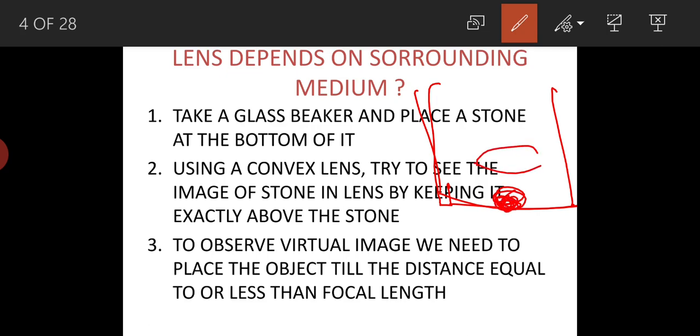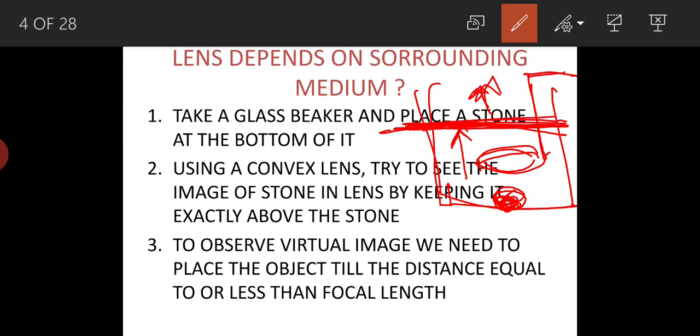Now take a convex lens. With the help of a lens holder, try to see the image of this stone inside the lens. It means try to observe its virtual image and slowly lift this convex lens till where you can see its image. Till here, if you can see the virtual image, then mark this height. Beyond this you cannot see the virtual image.